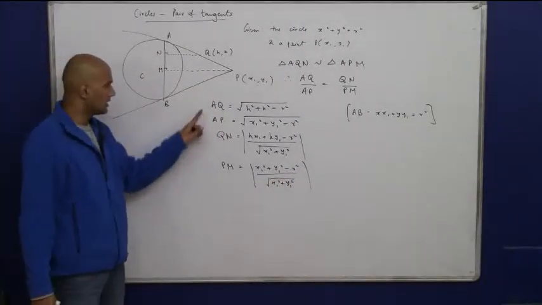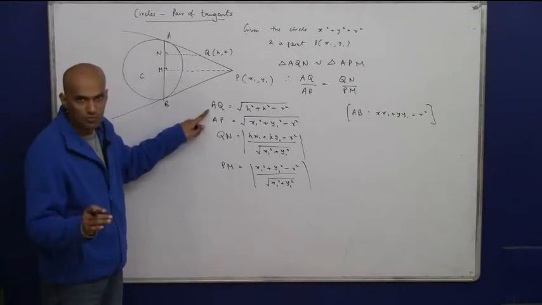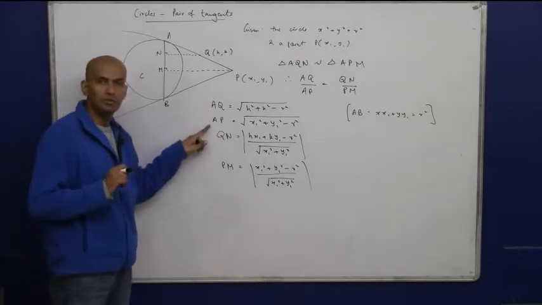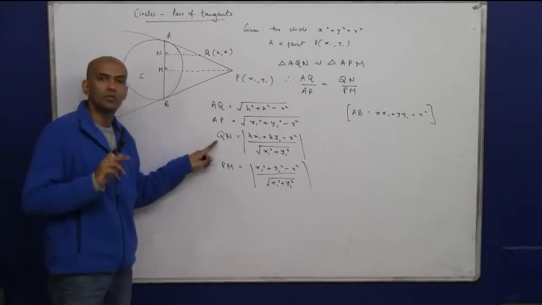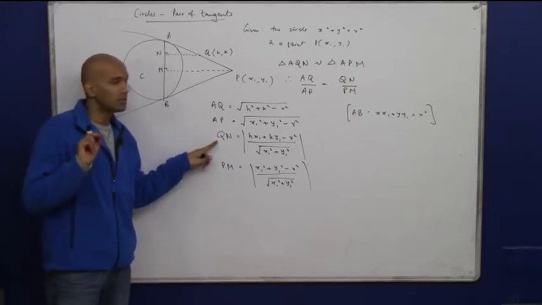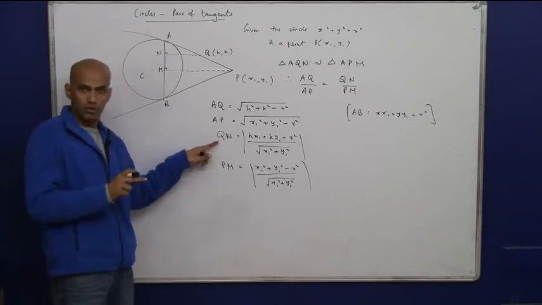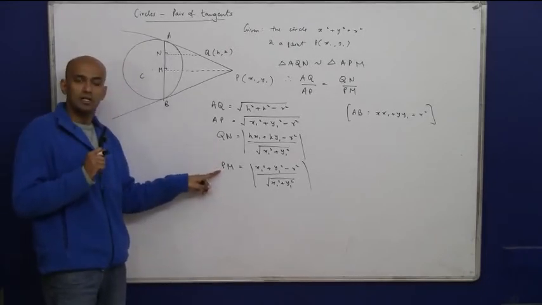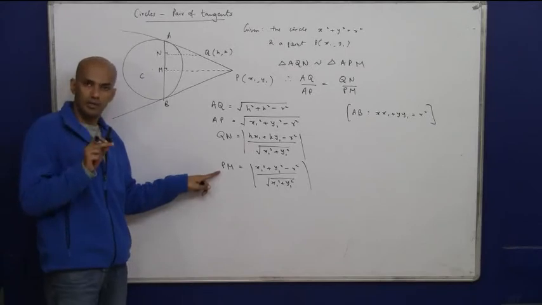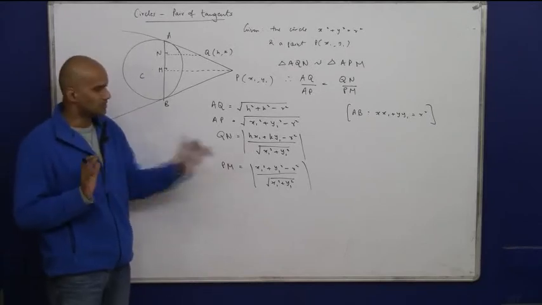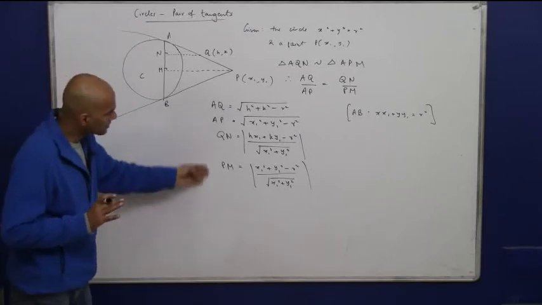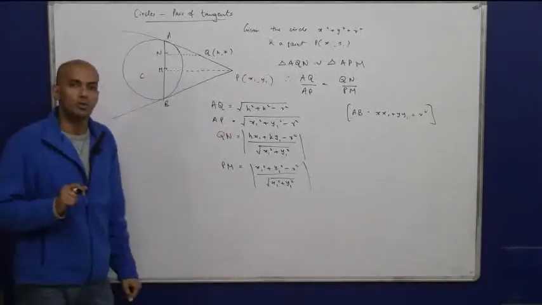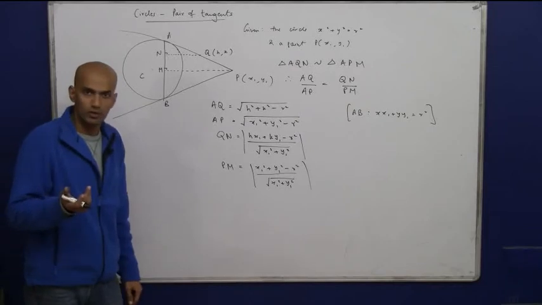I hope you're understanding. AQ is the length of the tangent drawn from Q to the circle. AP was the length of the tangent drawn from P to the circle. Qn is the length of the perpendicular drawn from the point Q onto the chord of contact, and Pm is the length of the perpendicular drawn from the point P onto this chord of contact, which is given by this. Now I've got these values. I'm going to put all these values into this ratio relation that I had got, and let's see what we get next.